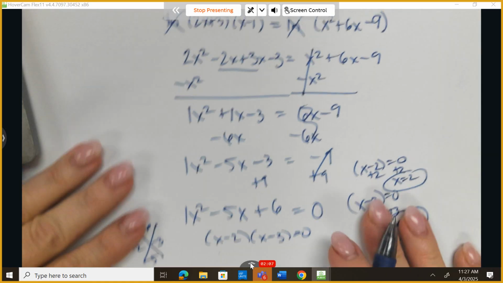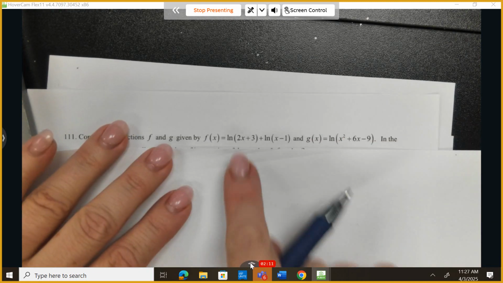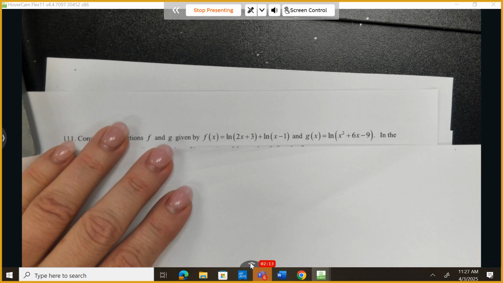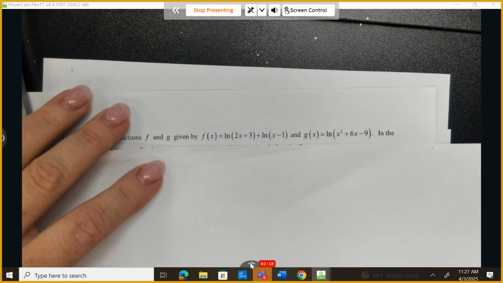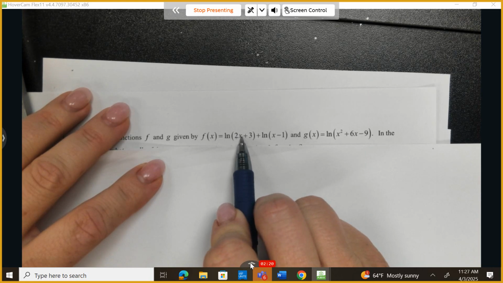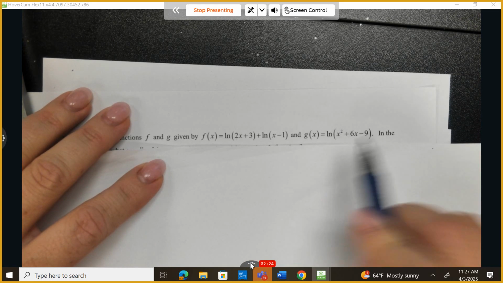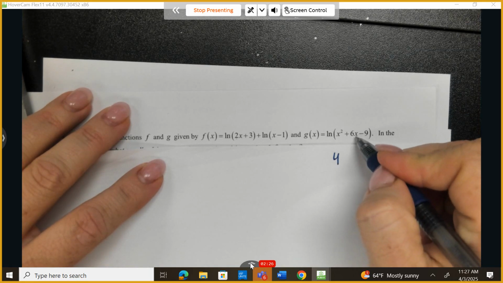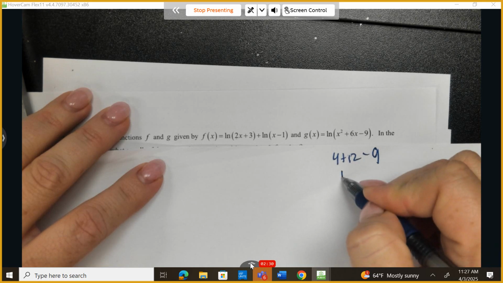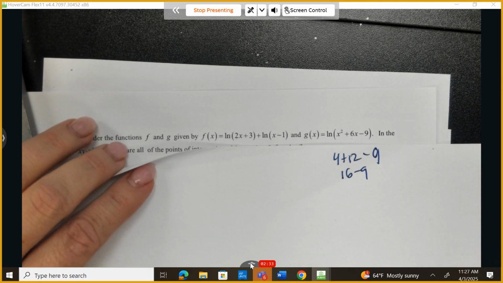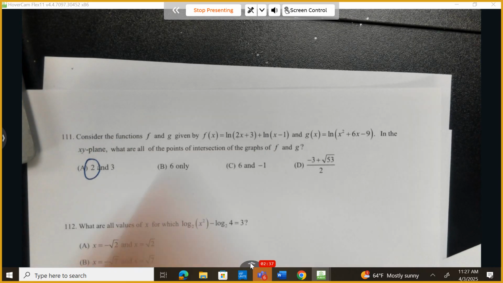But that doesn't mean that they both are solutions. I have to come right back up here and make sure that once I substitute in, what's inside the logs still gives me a positive. Again, I had answers of 2 and 3. Let's start by checking 2. 2 times 2 is 4, plus 3 is positive. 2 minus 1 is positive. 2 squared is 4, plus 6 times 2 is 12, minus 9. That's 16 minus 9, which is positive. So I know that 2 works.